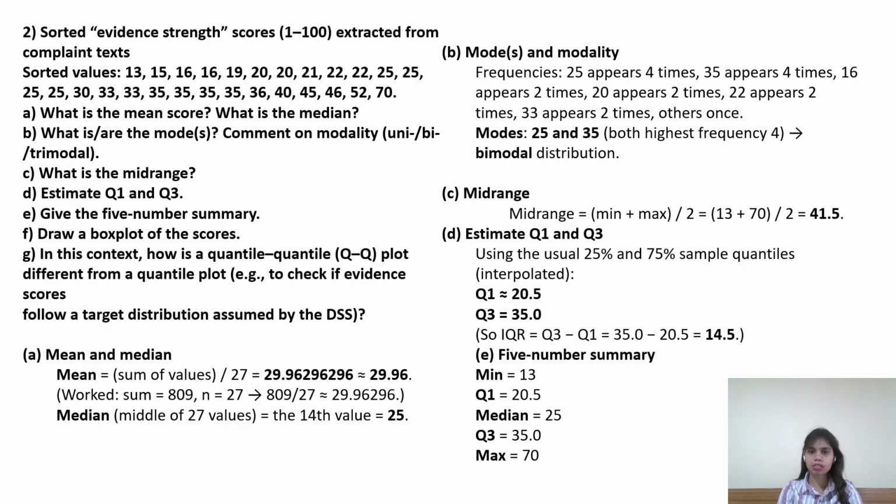41.5. Estimate Q1 and Q3. Using the usual 25th and 75th sample-point quantiles, Q1 equals 20.5 and Q3 equals 35. Minimum equals 13. Q1 equals 20.5. Median equals 25. Q3 equals 35. Maximum equals 70.